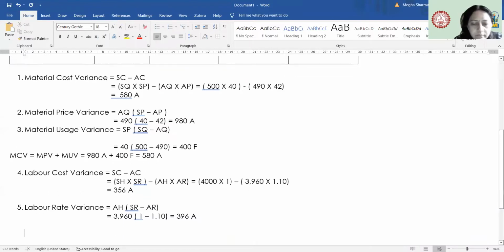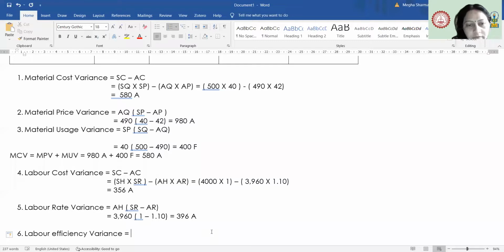Now next one is, what is remaining? Which variance is it? Labor efficiency. Yes, ma'am. Efficiency variance, right? Now what will be the formula for labor efficiency variance? You will compare hours, right? That will indicate the efficiency. So definitely that is standard rate multiplied by standard hour minus your actual hour. We are going to compare the hours, standard as well as actual, right?